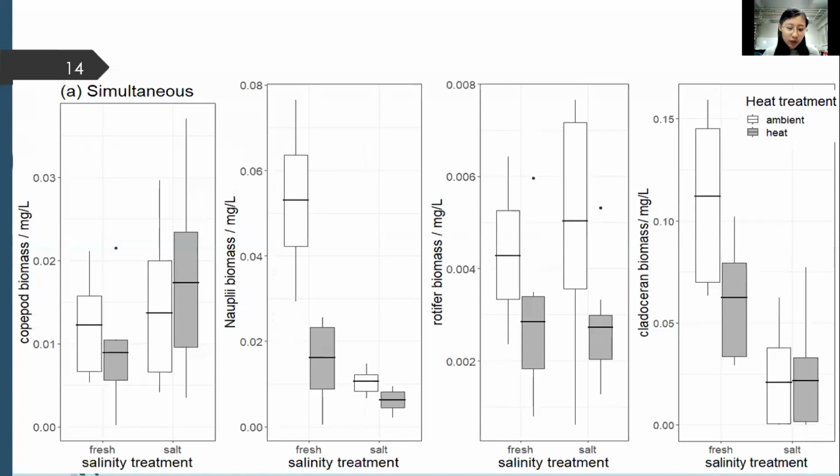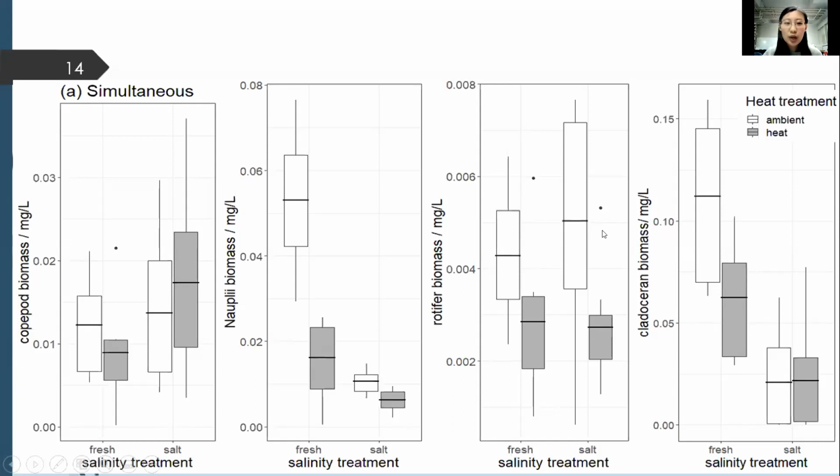These are box plots of biomass of each taxonomic group for the simultaneous scenario. We didn't find any interactive effects on any of the taxonomic groups. But if we look at each taxonomic group, we can see that neither stressor significantly affected copepod biomass. But our heat treatment negatively affected nauplii, rotifer, and cladoceran biomass. Our salt treatment negatively affected nauplii and cladoceran biomass. It didn't significantly influence rotifer biomass.